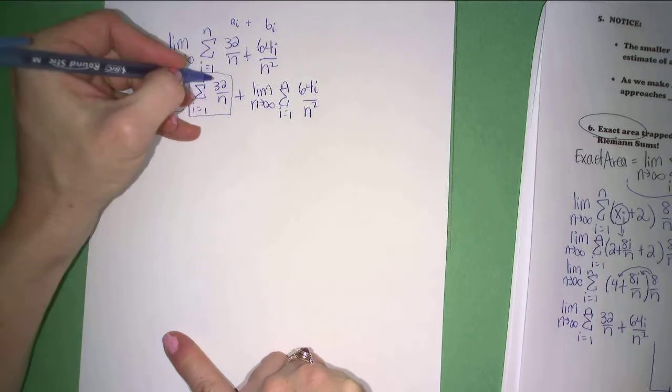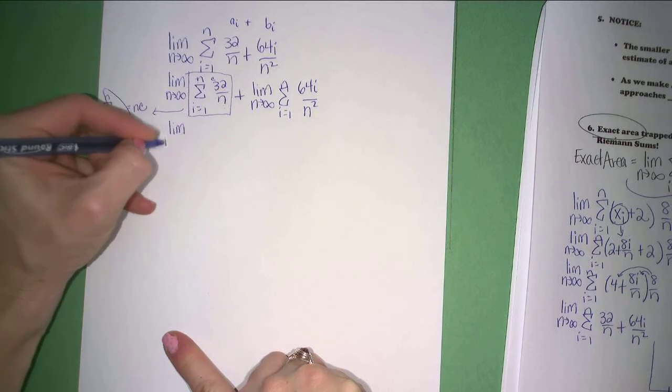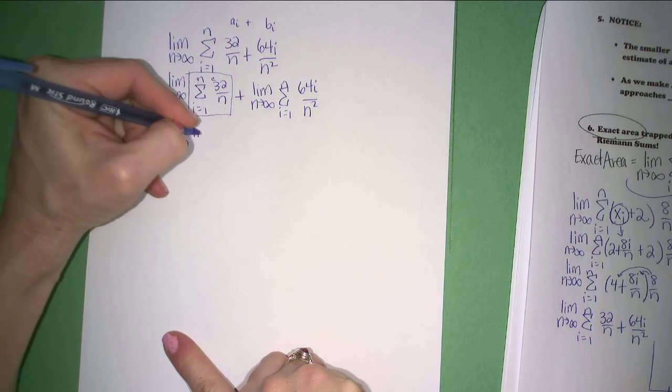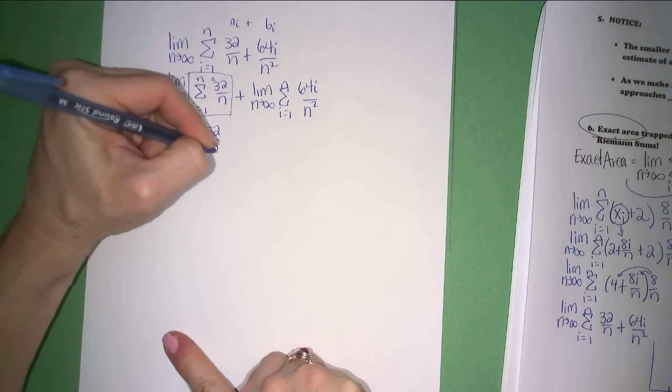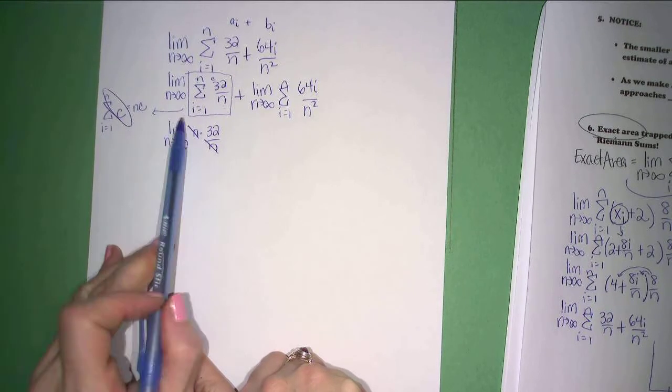So now what we have to drop the sigma is the limit as n approaches infinity of n times 32 over n, which is eventually just going to become the limit as n approaches infinity of 32.